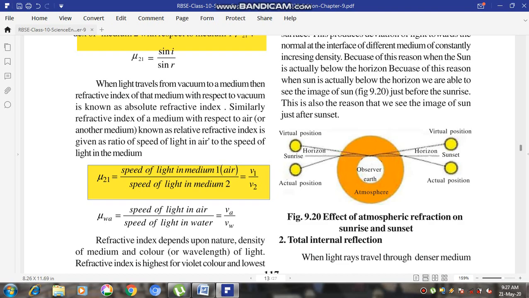In the next edition, we will analyze the total internal reflection done by nature.